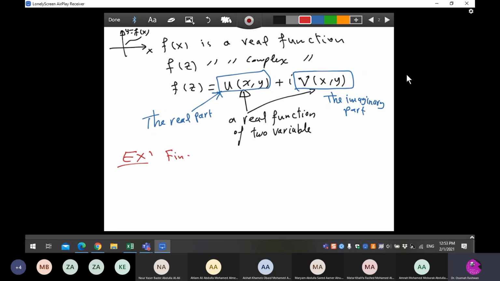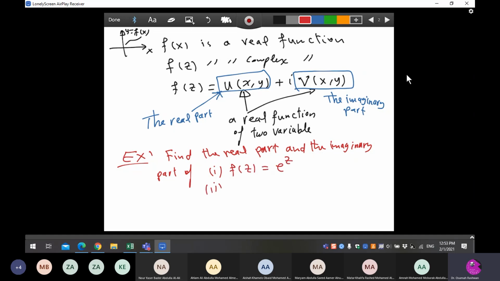Find the real part and the imaginary part of the first function e to the z, the second function is z squared, the third function is z bar, right? Can you do it, please?